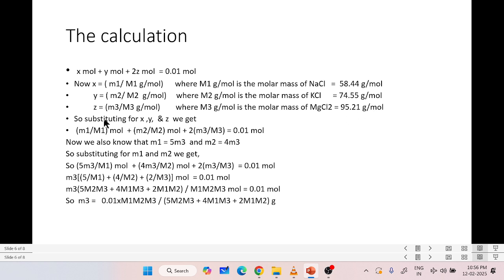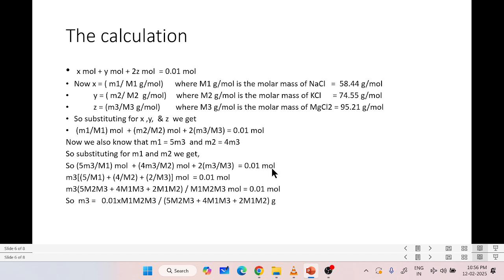Okay, so now what happens when we substitute for X and Y and Z in the equation? We get M1 by its molar mass of sodium chloride, plus M2 by molar mass of potassium chloride, plus 2M3, because it's 2Z there, 2M3 by molar mass of magnesium chloride to be 0.01 mole. So we also know that earlier we established that M1 is equal to 5M3 and M2 is 4M3. So we are now making this equation in terms of M3, reducing the variable to just 1. So substituting for M1 and M2 in the equation, we get 5M3 by molar mass of sodium chloride plus 4M3 by molar mass of potassium chloride plus 2M3 by molar mass of magnesium chloride is equal to 0.01 mole.